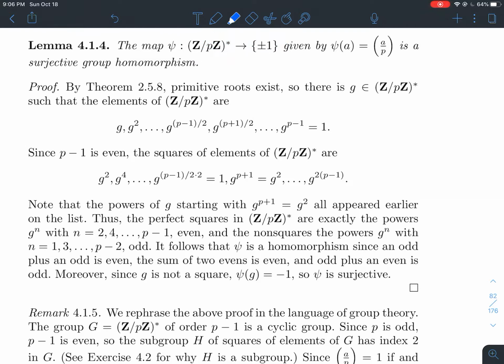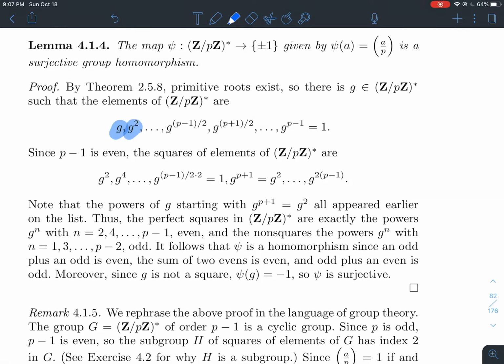Just to talk about it quickly, remember Z mod PZ star is a pretty nice group in that it's cyclic. Another way to think about that, we talked a few videos ago about primitive roots or primitive elements. And so in Z mod PZ star, because P is prime, you've got a primitive element. We'll call it G, and the point is that G generates this group. If I start taking powers of G, I recover all the elements in Z mod PZ star. And the way we're going to write that down is right here.